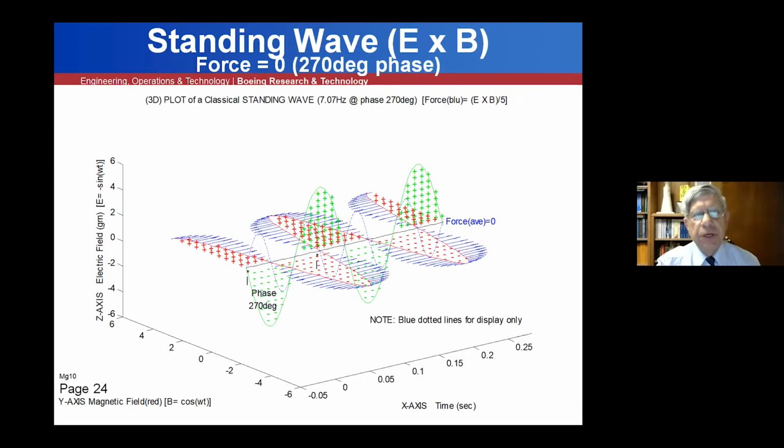And then the last one, we go here to 270 degrees, which is another standing wave. When the B field is at maximum, the E field is at 0. And you do the E cross B, and you get nothing for the generated force. It's a sinusoid that just sits right around 0. And you look at the arrows, and they again cancel out. The blue arrows for each cycle are equivalent and in opposite directions, so there's no force pushing this wave anyplace.